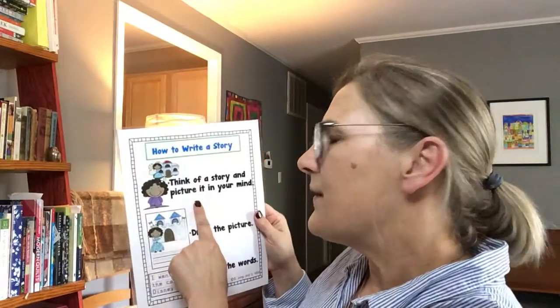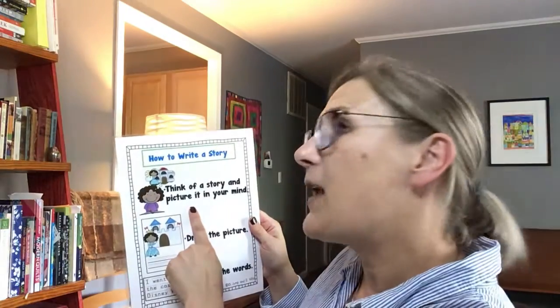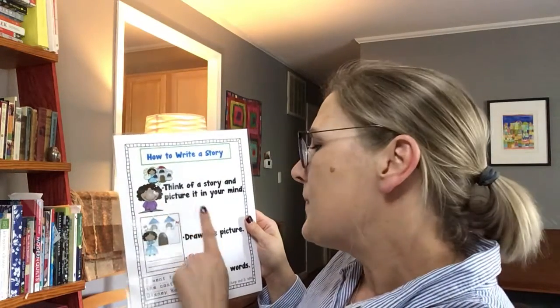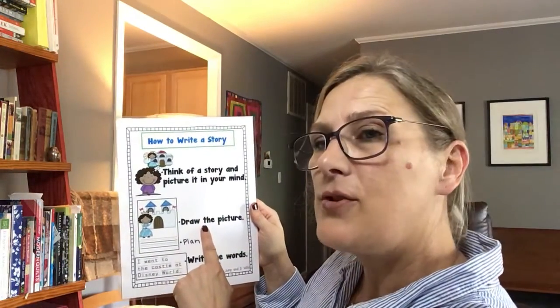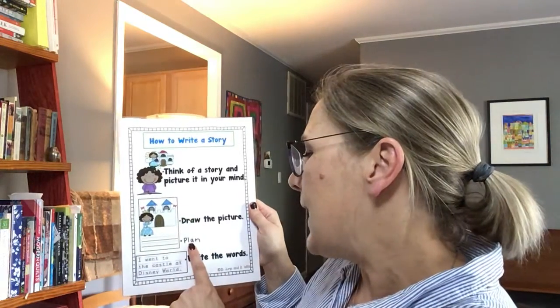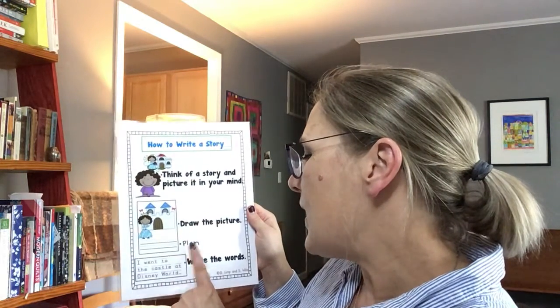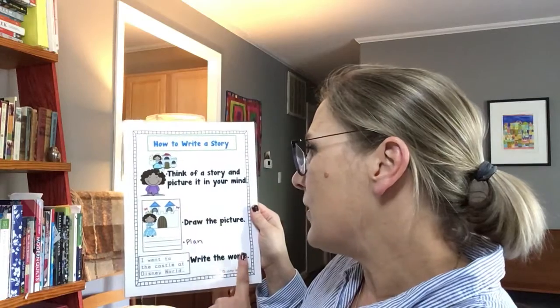See if you can name all those steps for me. First, think of a story and picture it in your mind. Next, draw the picture. Plan it out, think about what you want to say, and last, write the words.